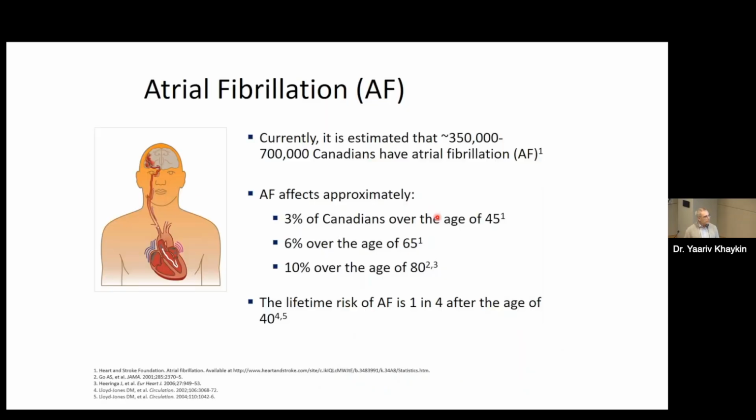So atrial fibrillation is very common, affecting close to 1 million Canadians, and this slide is relatively old, so the number is probably higher, particularly as the population is aging. The likelihood of somebody over the age of 40 to develop atrial fibrillation is 1 in 4, and in the population over 80, about 10% have atrial fibrillation at some point in time.